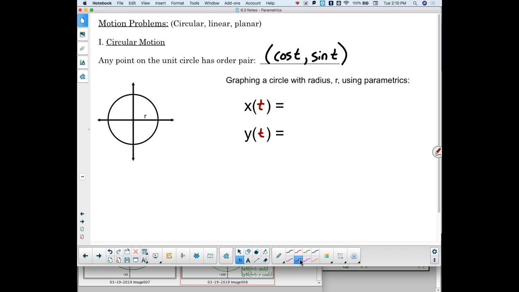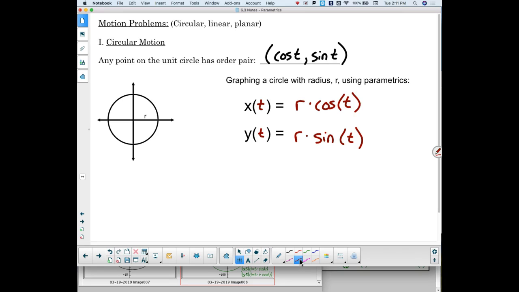X of t is going to equal what? R times the cosine of t. What's y of t going to be? R times sine of t. Where are those circles all centered? At the origin.